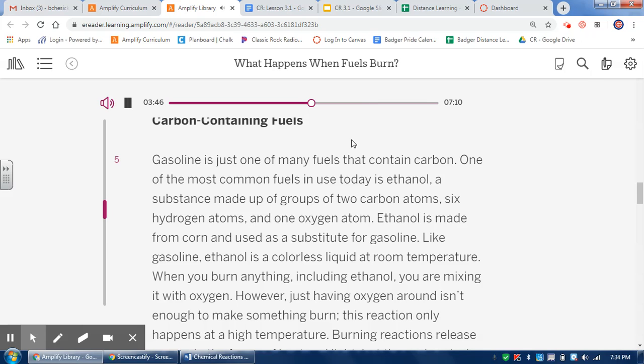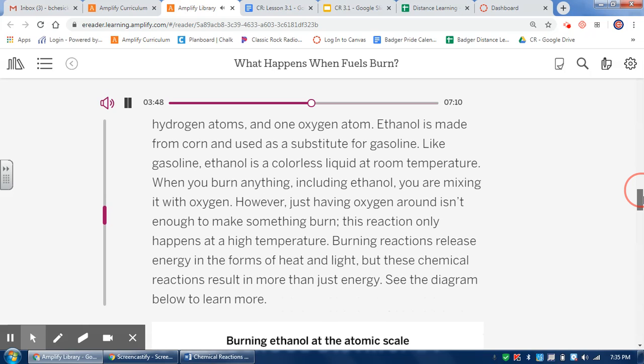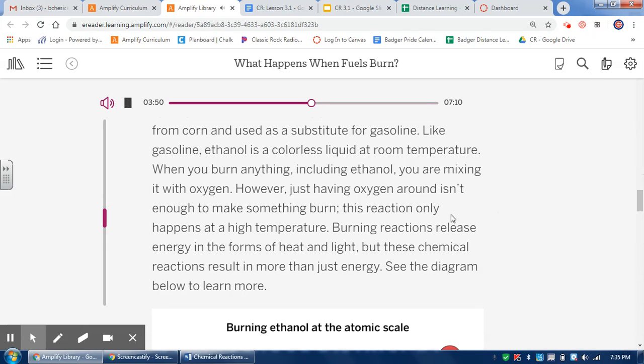When you burn anything, including ethanol, you are mixing it with oxygen. However, just having oxygen around isn't enough to make something burn. This reaction only happens at a high temperature. Burning reactions release energy in the forms of heat and light, but these chemical reactions result in more than just energy. See the diagram below to learn more.